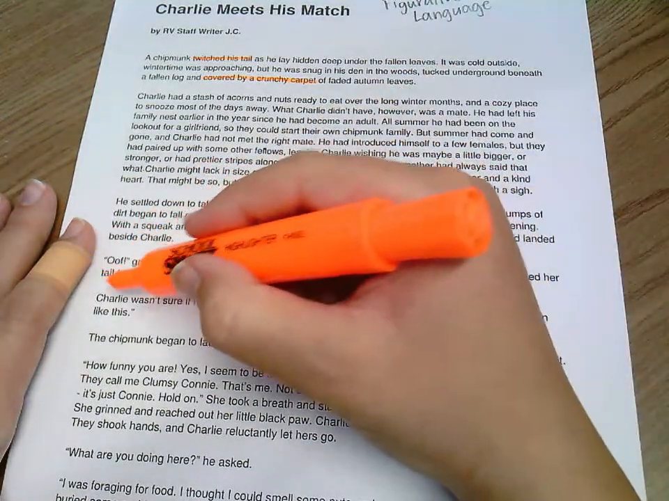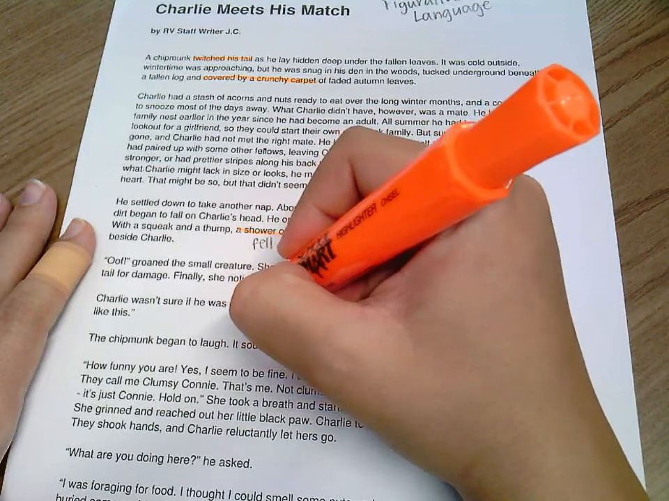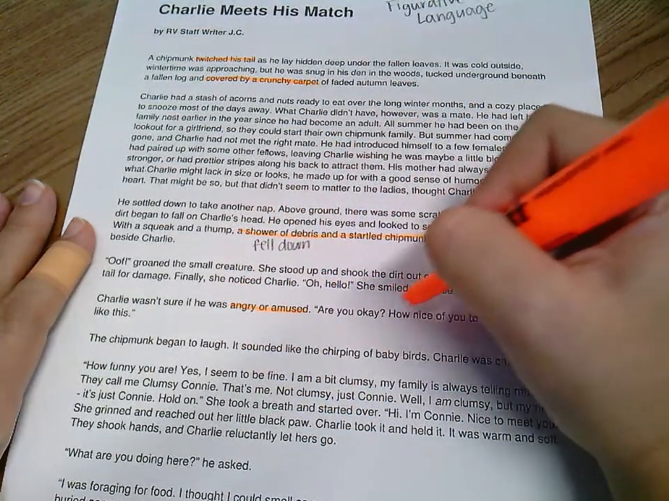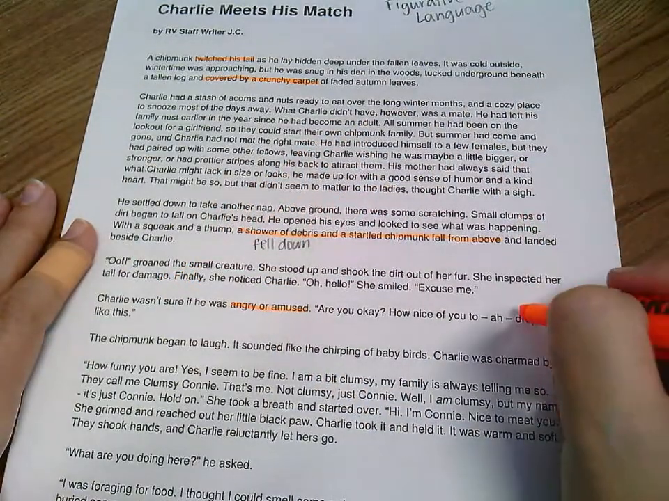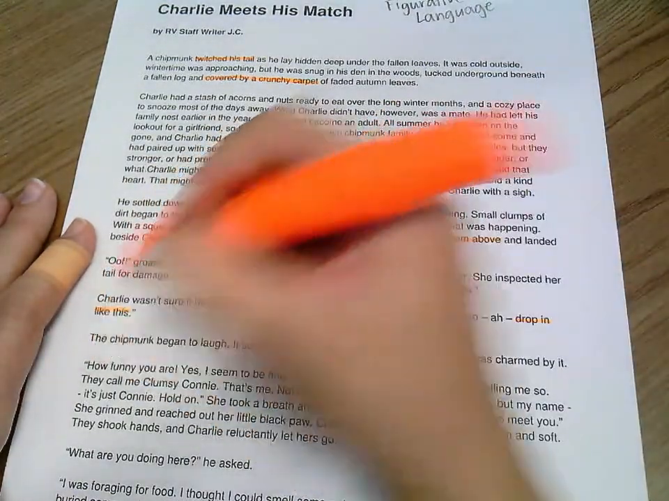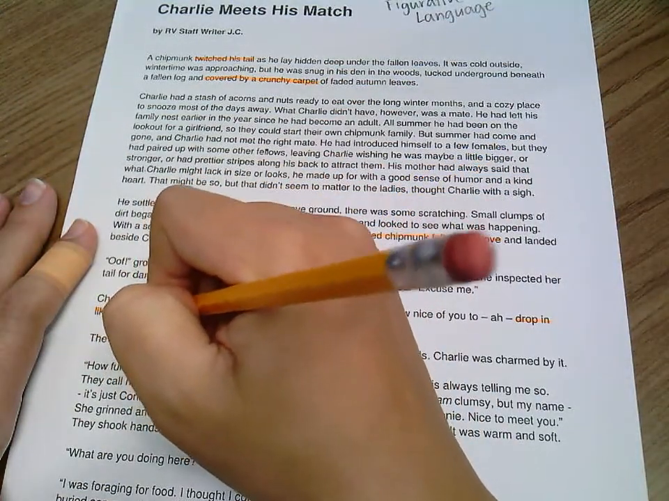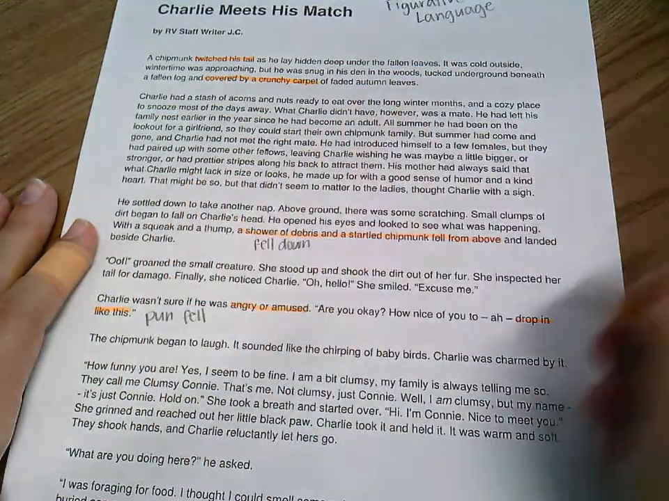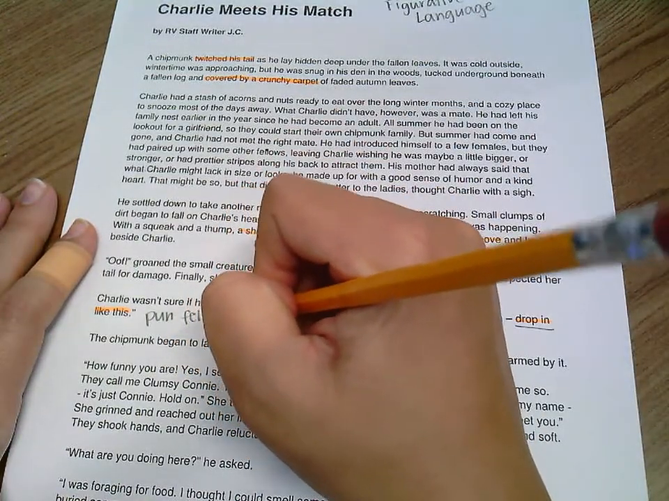"Excuse me." Charlie wasn't sure if he was angry or amused. There's some alliteration. "Are you okay? How nice of you to drop in like this." Now, there's kind of a pun because she fell in, and he's talking about drop in, which is a famous term for saying to visit.